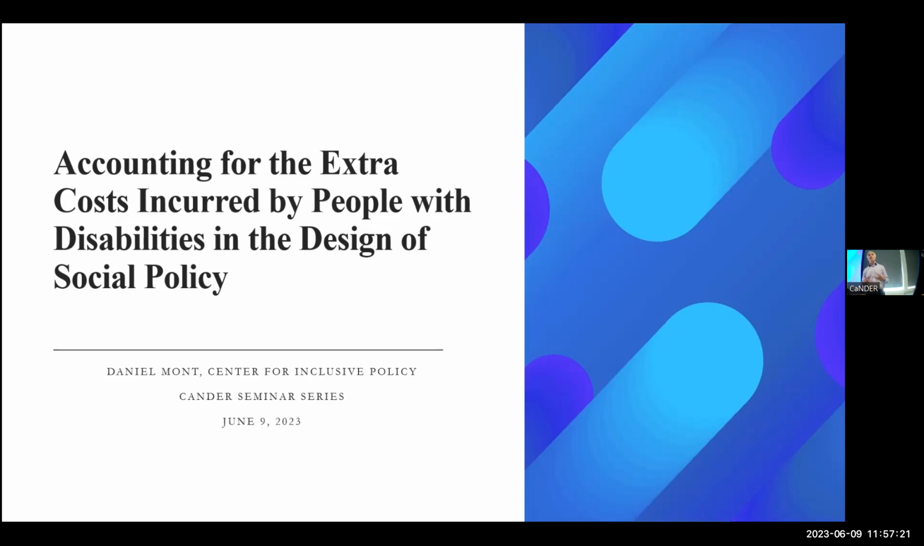And some of the work that we've been doing at CIP is really trying to develop methodologies for estimating those costs, understanding the structure of those costs, and then saying, okay, how do we design social policies that are aligned with the actual costs that people face, so we can actually support their ability to participate fully.